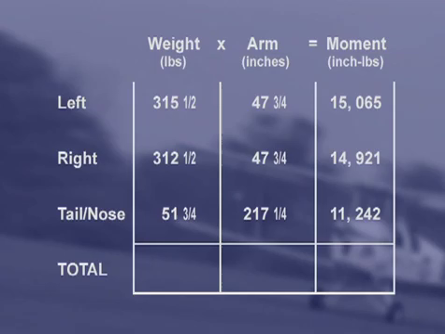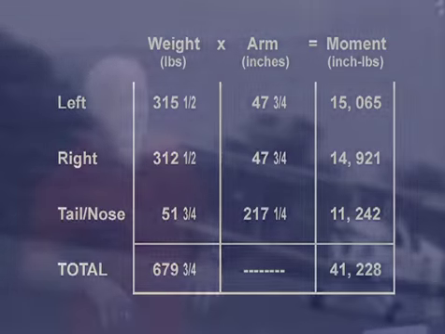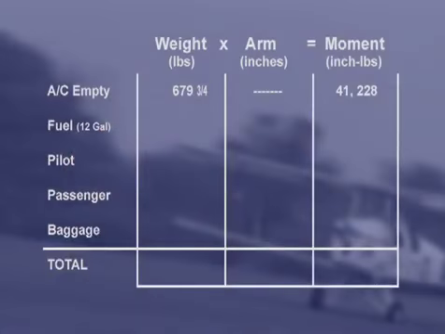Our next step is we add up the weight, which came up to 679 3/4. And we add up our moments, 41,228. Another thing to keep in mind is keep all your measurements the same. Like in this case, we're using inches and pounds, but you could go metric. So this is what we came up with for the aircraft empty. It weighs 679 pounds. The moment is 41,228. We don't really need to know the arm or the center of gravity because the airplane as it sits there, you can't fly it. You got no fuel, you got no pilot in it.